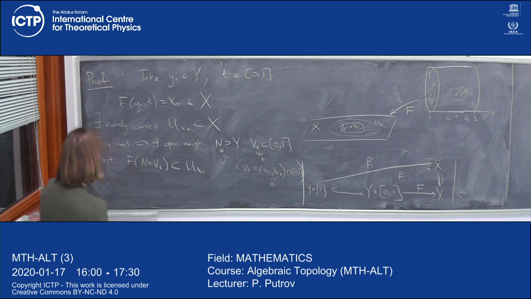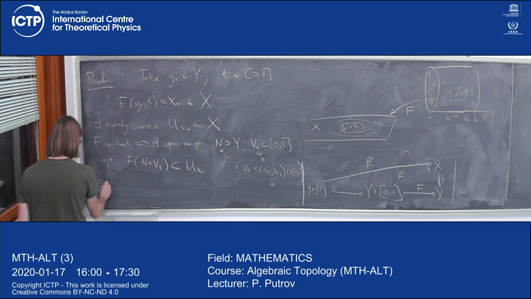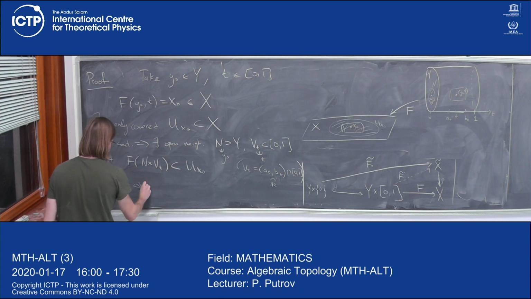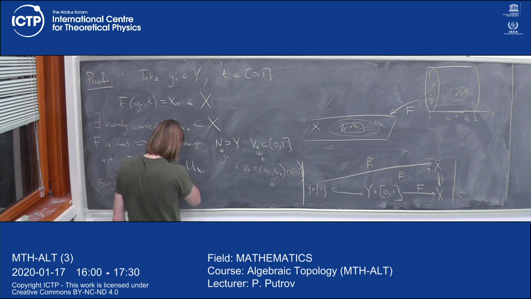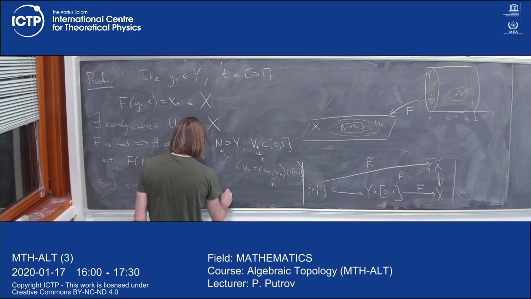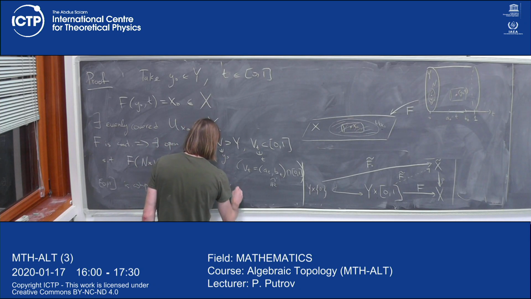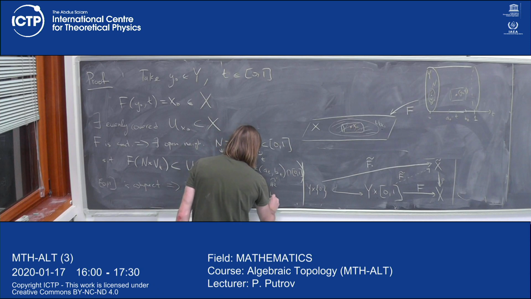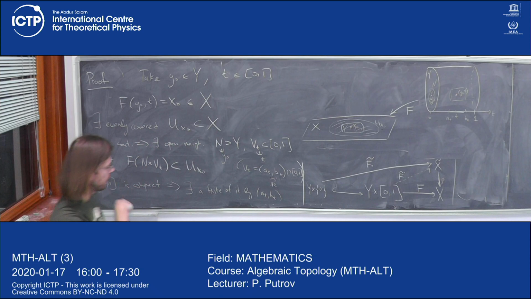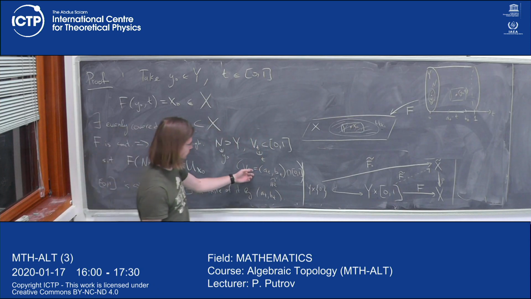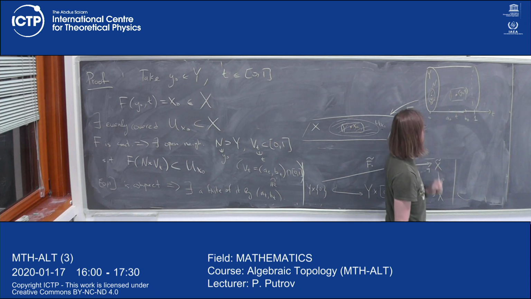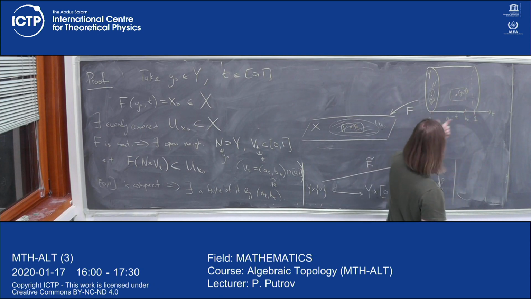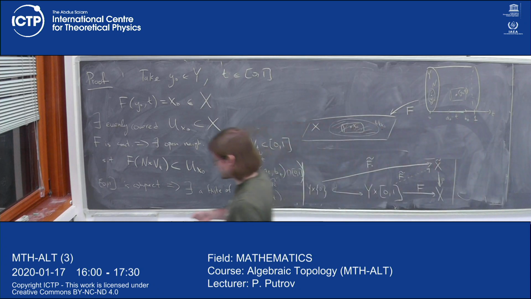I can do this for each t, but we know that the interval is compact, and therefore there exists a finite cover by my intervals V_t. I have this choice of neighborhood here for any t, but I can always choose a finite subset of points here, so that the corresponding intervals cover my interval from 0 to 1.